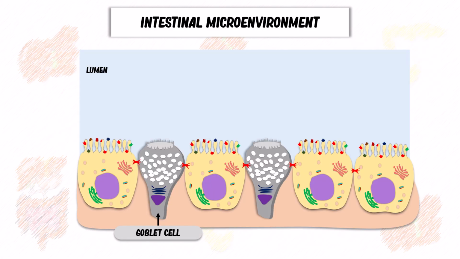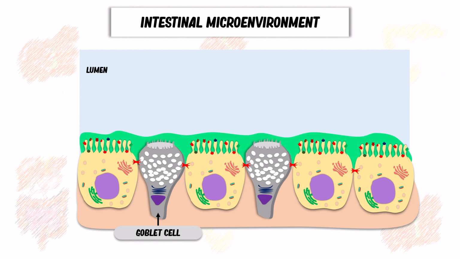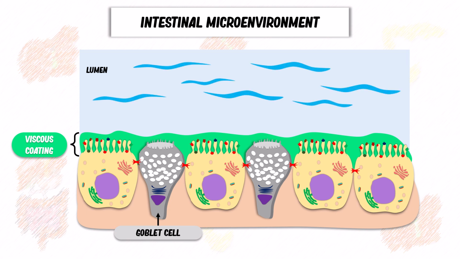Goblet cells, interspersed among enterocytes, secrete mucus that covers the mucosal surface. This mucus combines with the glycocalyx to form a viscous layer that traps molecules approaching the surface. As we discussed in the previous lesson, digestive glands secrete numerous substances, creating a liquid environment. Thus, digestion and absorption occur in an aqueous medium.